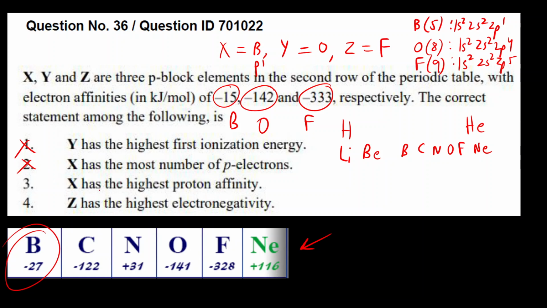Second is incorrect. X has the highest proton affinity. No, the highest proton affinity is of fluorine. We have to consider the magnitude. Okay, this is electron affinity. They're talking about the proton affinity. So that is also highest for fluorine. So this is incorrect. The correct answer is Z. We know fluorine is the highest. It has the highest electronegativity.